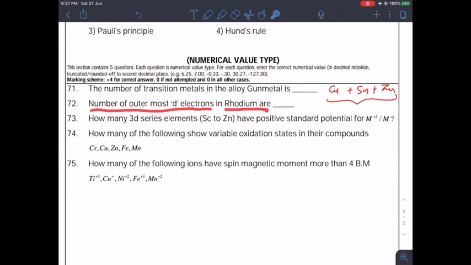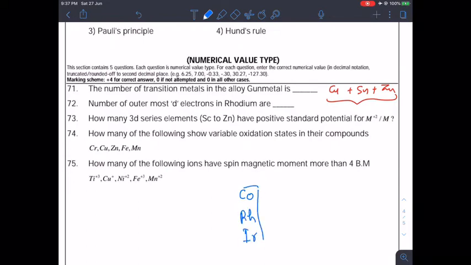Now coming to question number 72: the number of outermost d electrons in rhodium are. First of all, understand where rhodium will be. That is a member of the cobalt group: cobalt, rhodium, iridium. Those are the three elements. Now the outermost configuration in rhodium.